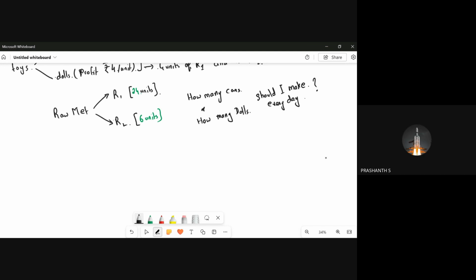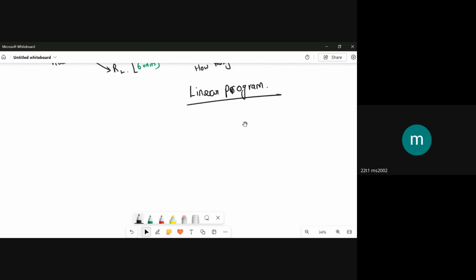Maximizing the profit. Super. I am a manufacturer, I have ultimate demand, and I must maximize my profits while satisfying the demand. That is going to be the objective. So we are going to solve this as a linear program. We are going to formulate this as a linear program, and any linear program will have three key entities: the decision variables, the objective function, and finally, the constraints.